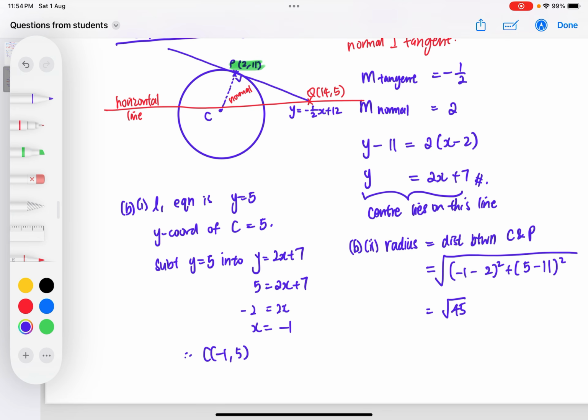And then you just have to substitute. The equation of the circle is (x minus x1) squared plus (y minus y1) squared equals the square root of 45 squared. So it's 45. That's the answer.